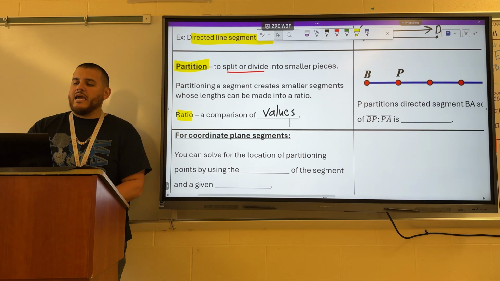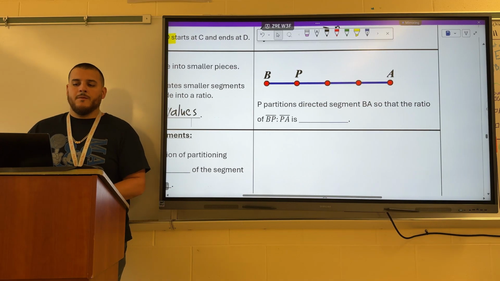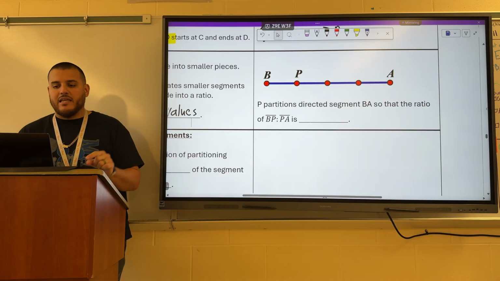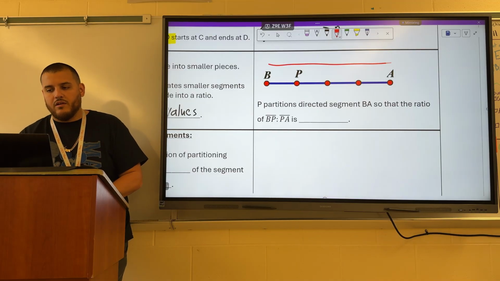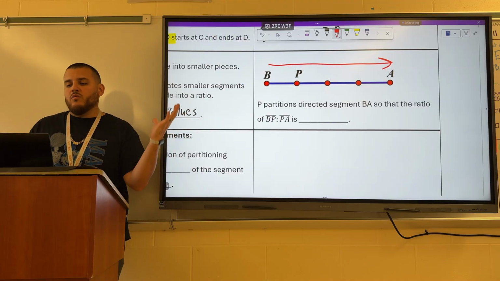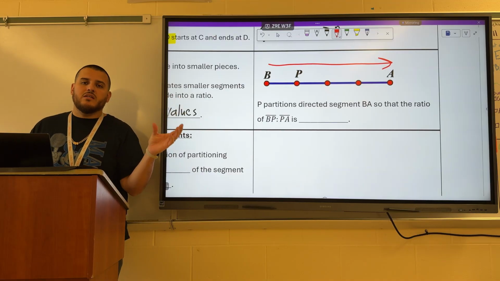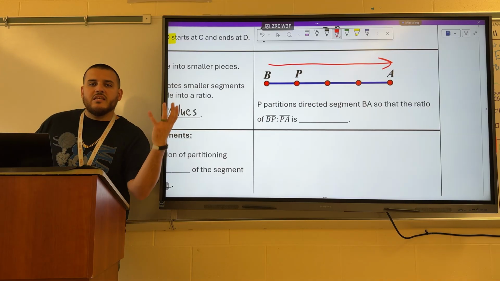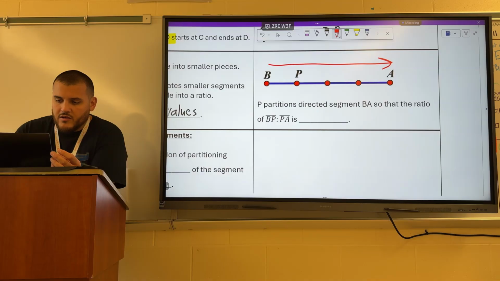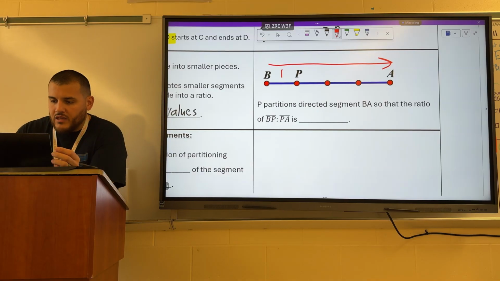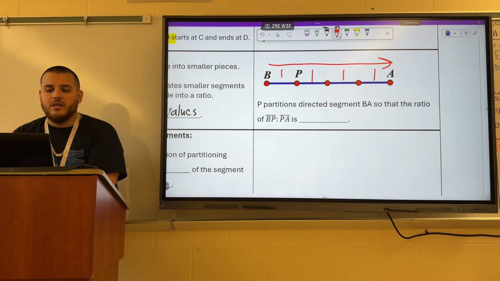As we look at this segment shown here, we can see points B and A. If we think of this as a directed line segment BA, going from B to finish at A, we have point P, and several other points here that are partitioning this segment into smaller pieces. Before point P, there's only one part. And then after point P, we have 1, 2, 3 parts from point P to point A.